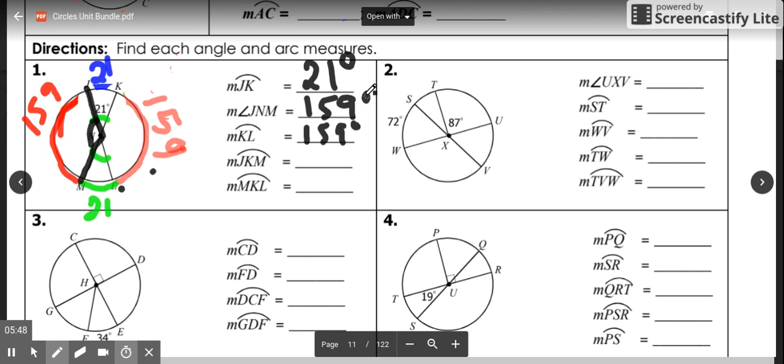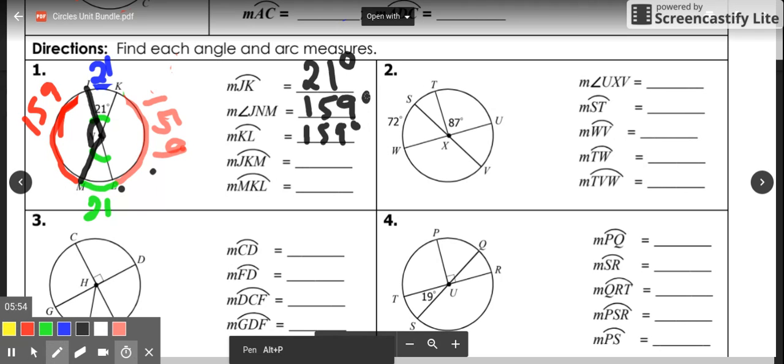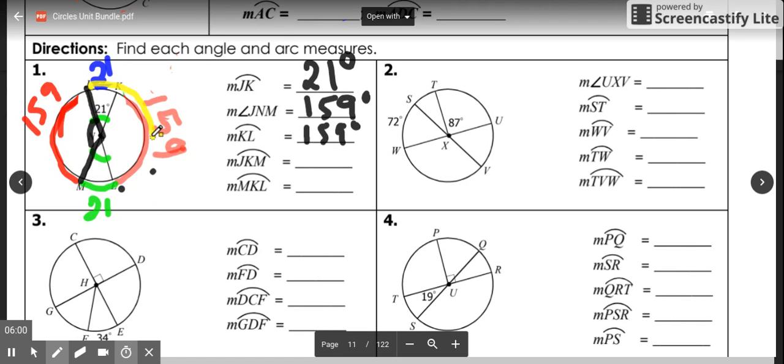So measure of arc JKM. So I have to trace from JKM. Let me see if I can find a light color here that might show up. Let's try yellow. So JKM, all the way around. That included 3 pieces. It included the blue, the peach, and the green. So I have to add all those numbers together. When I add all those together, I'll get 201.